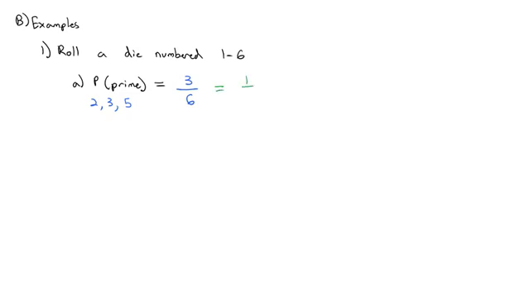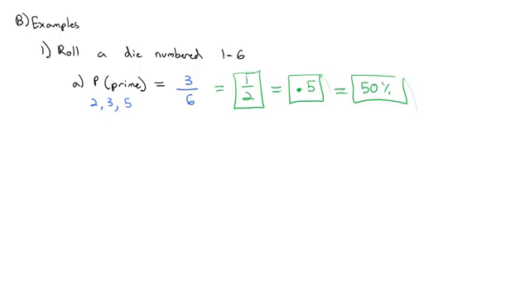Well, that'll reduce to a fraction of 1/2. Or probabilities could be expressed as a decimal. 1 divided by 2 is 0.5. But probabilities can also be expressed as a percentage by moving the decimal point twice. So depending on what format the answer is asking for, you might give your probability answer as a fraction, decimal, or a percent.